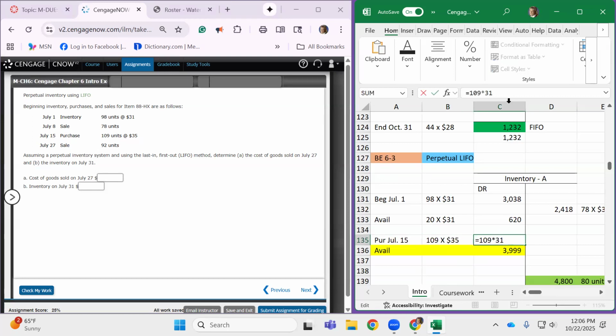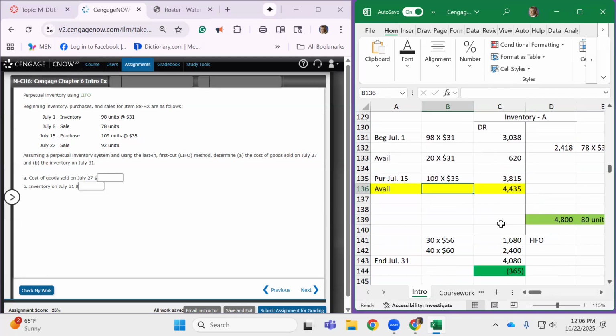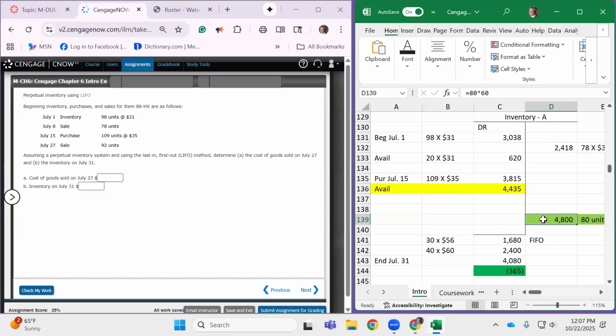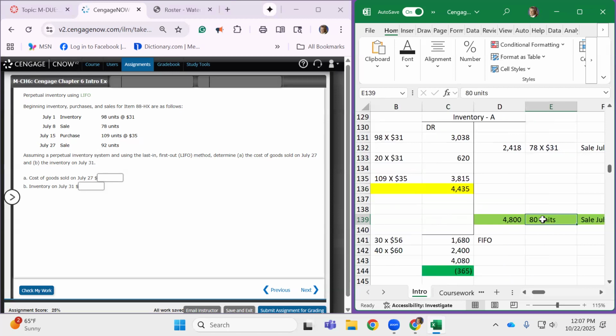Okay, the cost has jumped. Yes, it's jumped to 35. There we go. So here's the old, right? Here's the first cost that we're sitting here, but which ones came in last? The $35 cost. So this sale on July 27th is going to sell out of these last costs first. Okay, that may sound really weird.